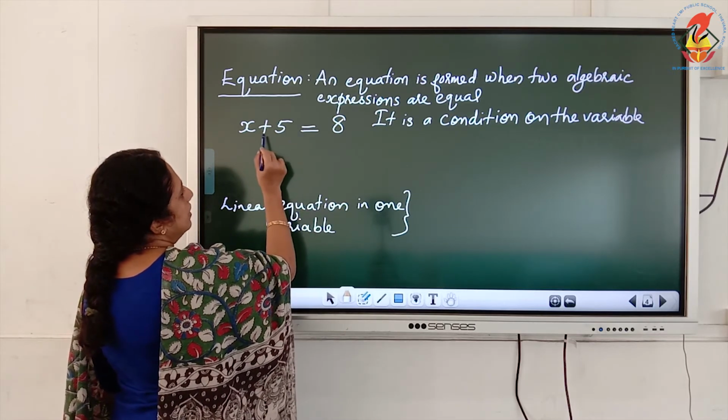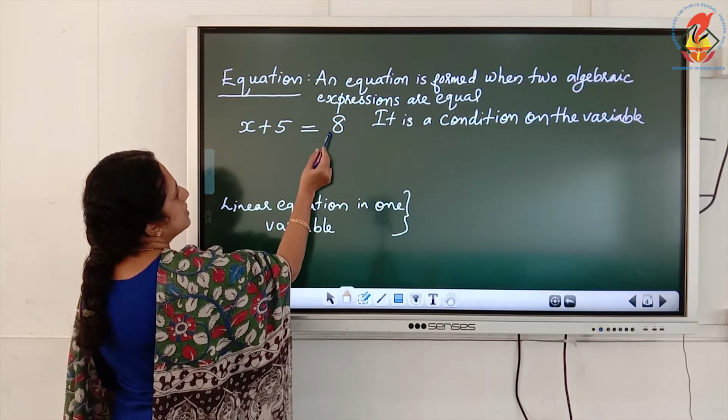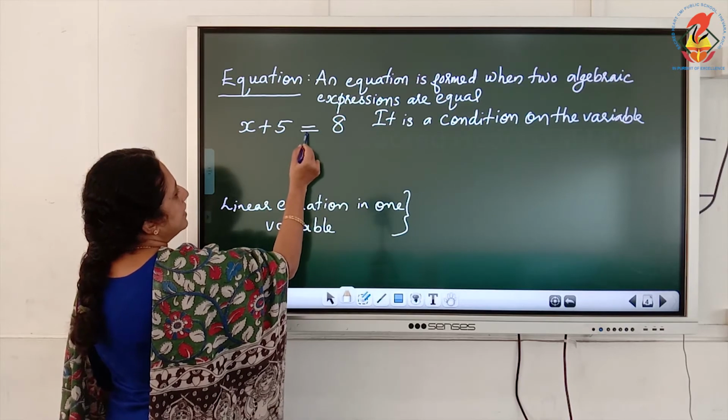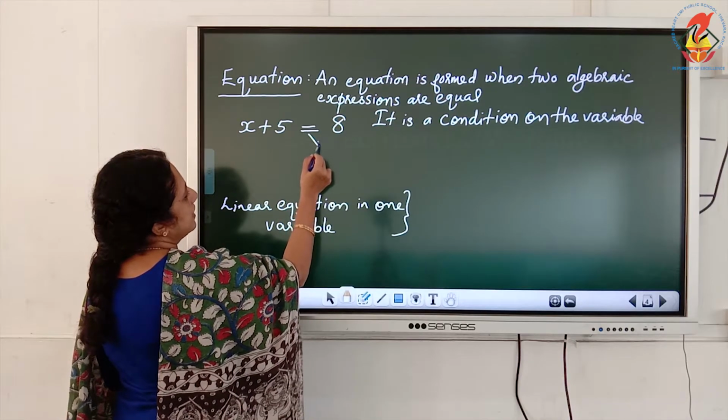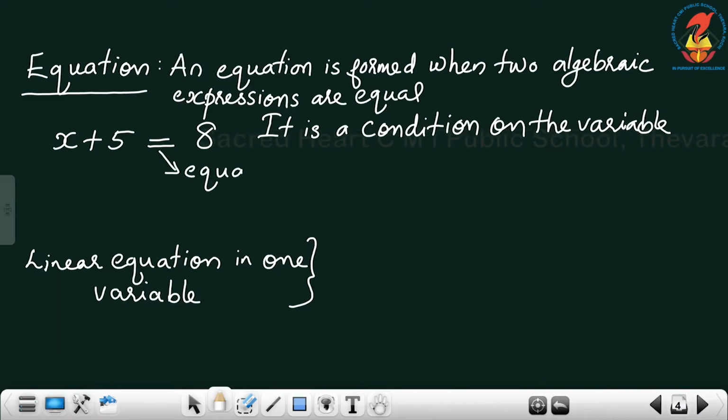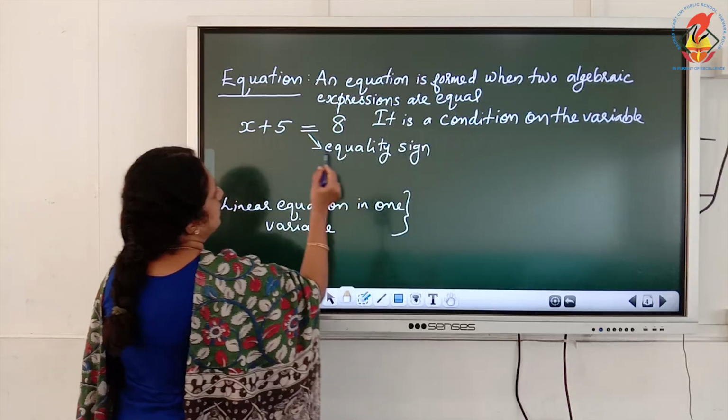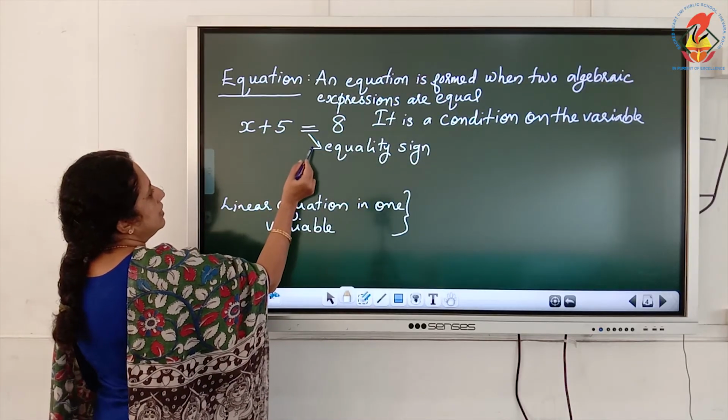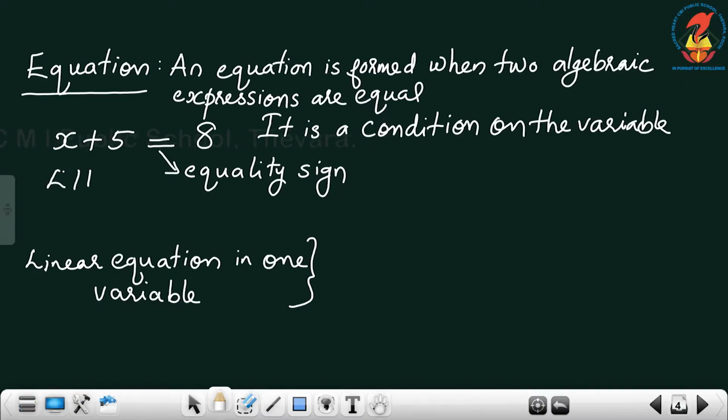I told you, when two algebraic expressions are equal, they are connected by the equality sign, and this equal to sign is known as the equality sign. Then the expression on the left of the equality sign is known as the left hand side, and the expression on the right of the equality sign is known as the right hand side.